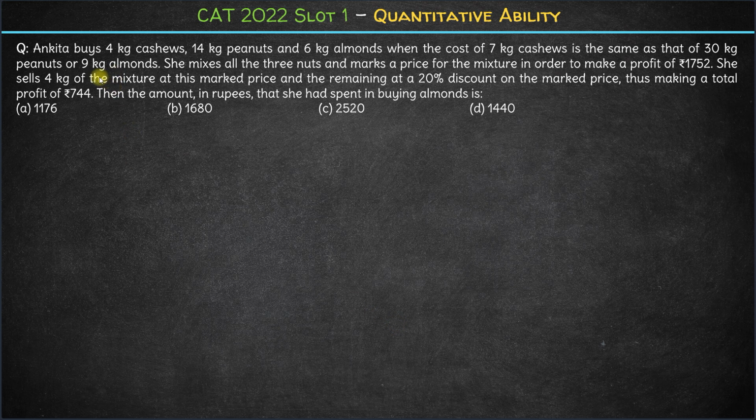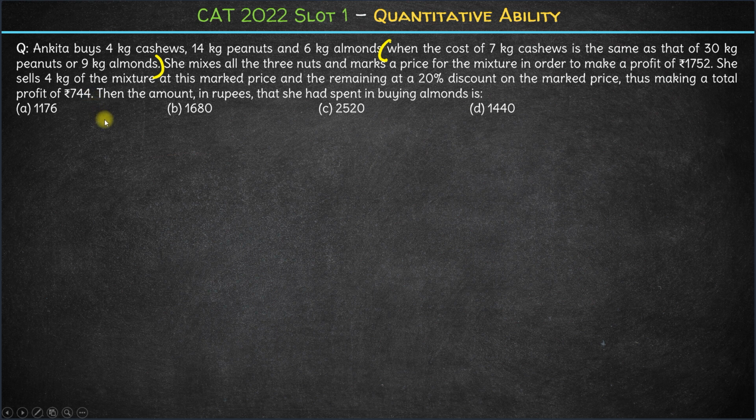Hi. So in this question we have Ankita buys 4 kg of cashews, 14 kg of peanuts, 6 kg almonds, and the cost of 7 kg of cashews is same as that of 30 kg of peanuts and same as 9 kg of almonds. Let's just consider this part. We'll read the whole question, but let's just consider this part. Which part? Wherein we are given that the cost of 7 kgs of cashews, 30 kgs of peanuts and 9 kgs of almonds is same.